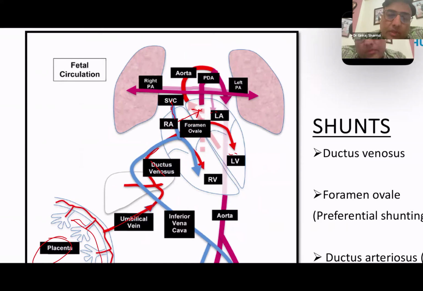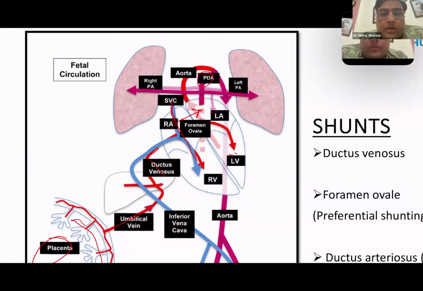And this deoxygenated blood, most of it will go from RA to RV. So deoxygenated blood is going to the RV. And from the RV this blood will enter the pulmonary artery. And from the pulmonary artery, because pulmonary pressures are very high, lungs are collapsed, lungs are filled with fluid, lungs are not expanded, so this blood will not go to the lungs. From the pulmonary artery, only 10% of blood is entering the lungs. 90% of blood will go from the pulmonary artery to the descending aorta through the PDA.